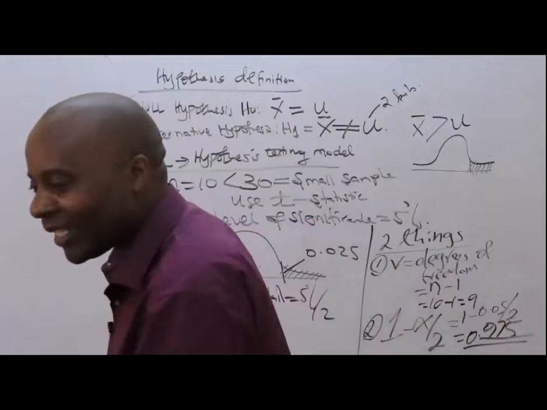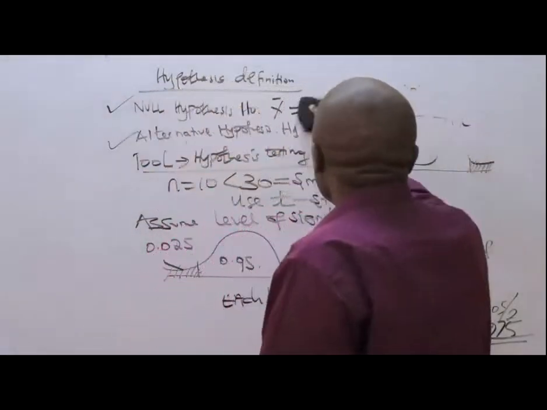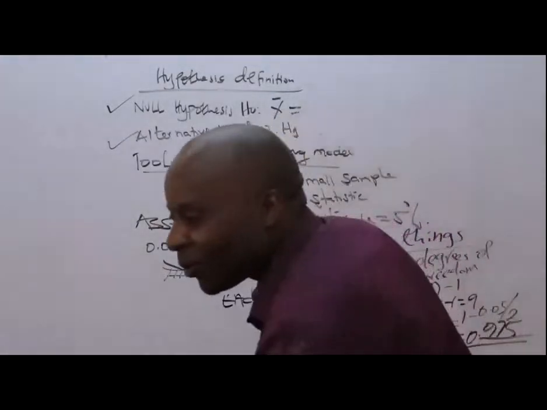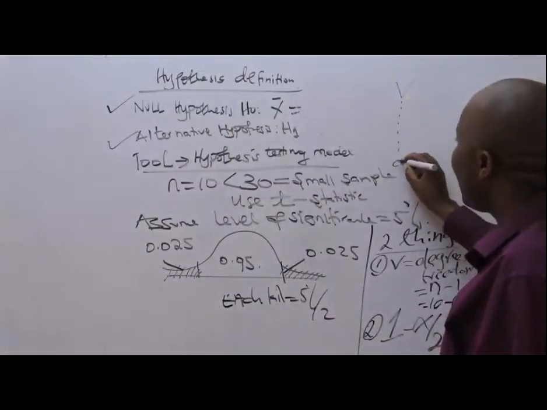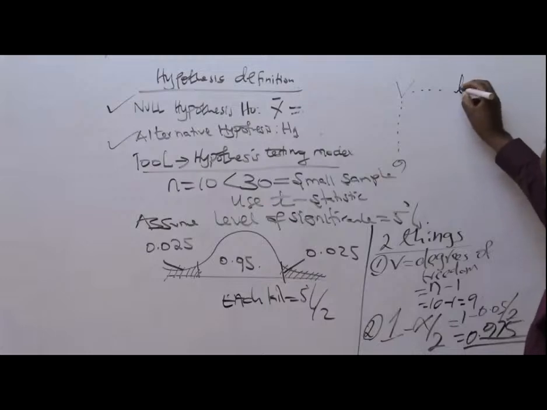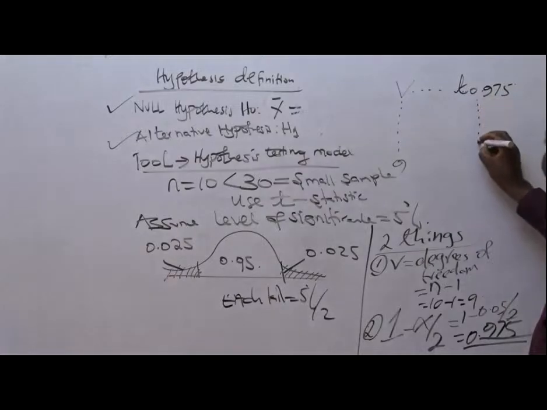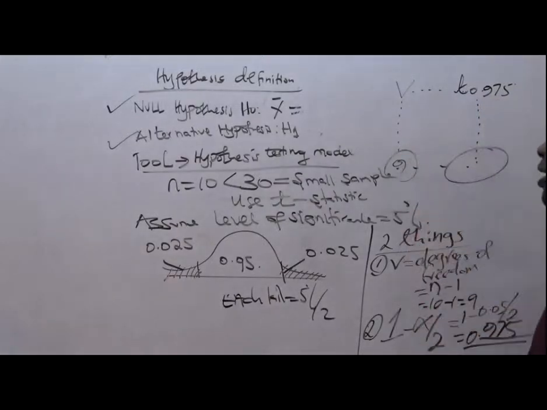If you've been able to get that table there, I would want you to go straight away to where you are able to see a column of V. Please go down to where you are able to see 9. And then by the side here, you'll be able to see T.975. Whatever figure you have here is what we call the T critical.